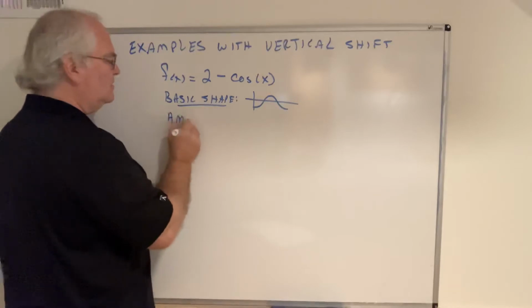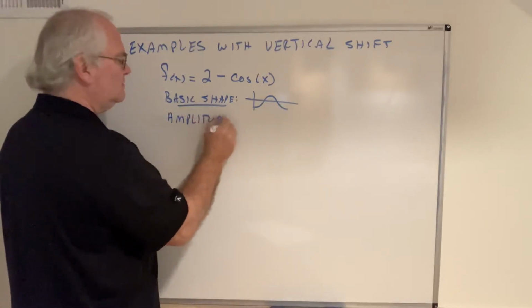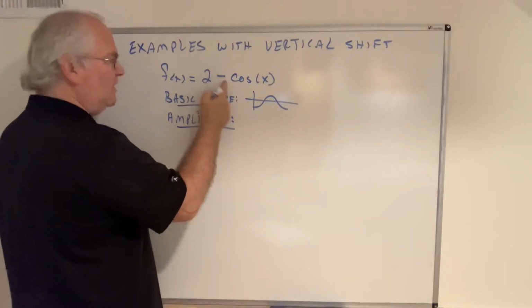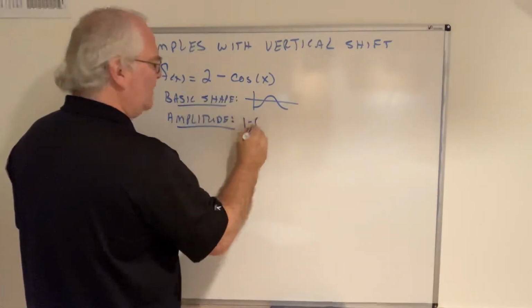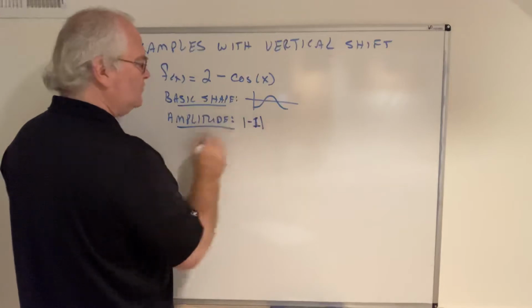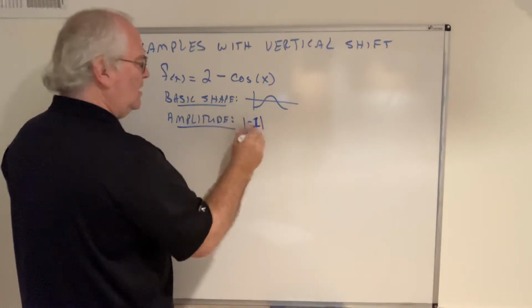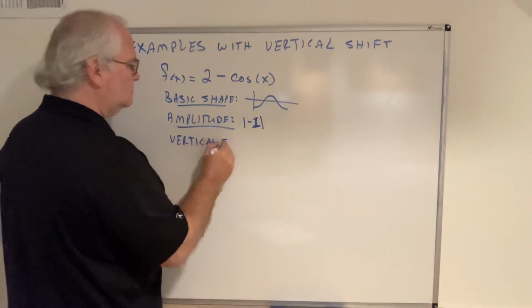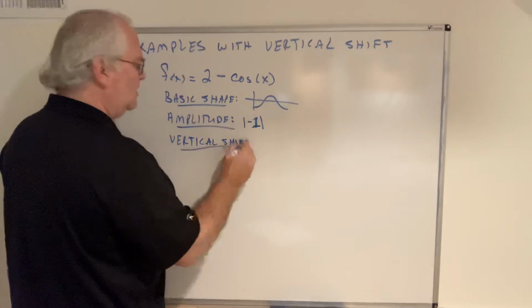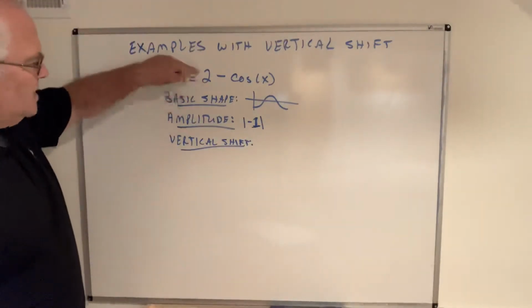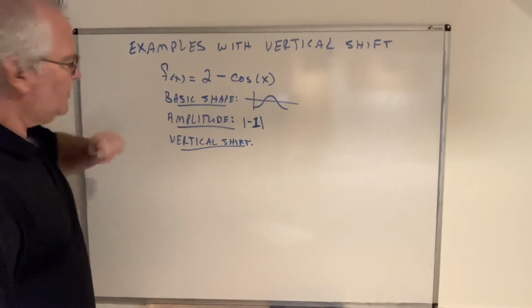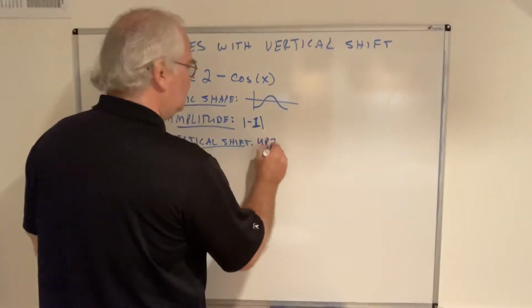The amplitude. The amplitude is the coefficient in front of cosine, absolute value of that. And so this is absolute value of -1. This is -1 times cosine. All right. And then there is a vertical shift. The vertical shift, since this is actually a positive 2, the negative is with the cosine, the positive is with the 2. The vertical shift is actually up 2.